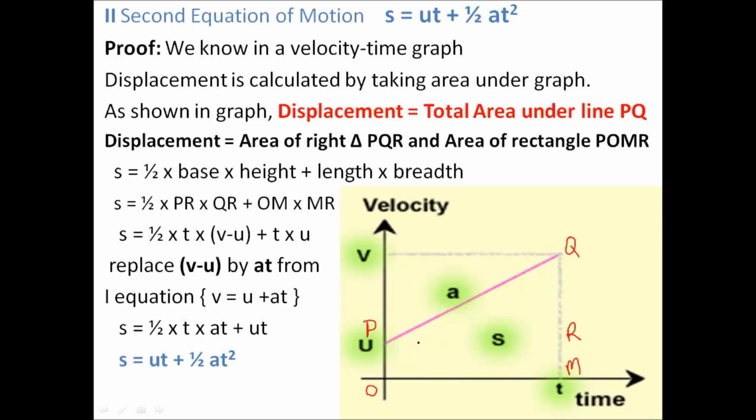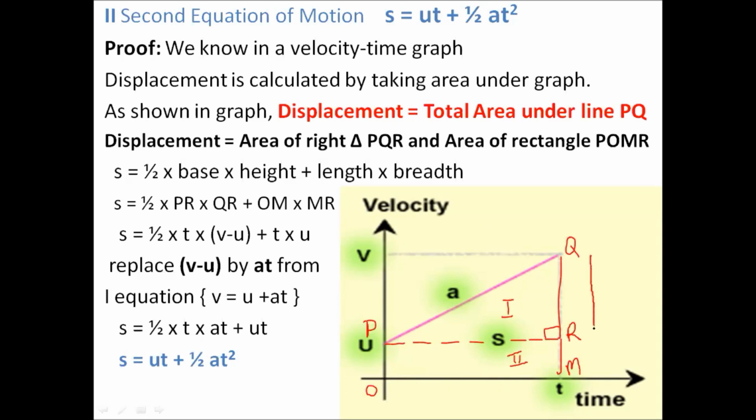To calculate the total area under line PQ, we can divide this figure into two parts. The upper part represents right angle triangle QRP and the lower part represents rectangle POMR. So we can divide this figure into two regions. The total displacement is equal to area of figure 1 and area of figure 2.